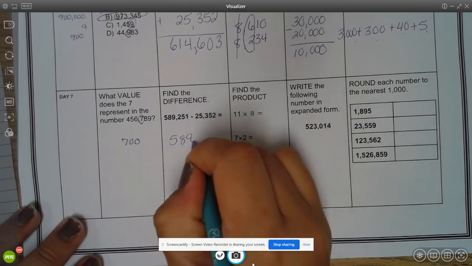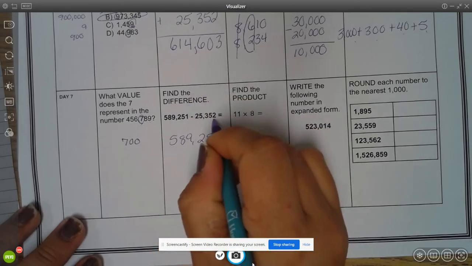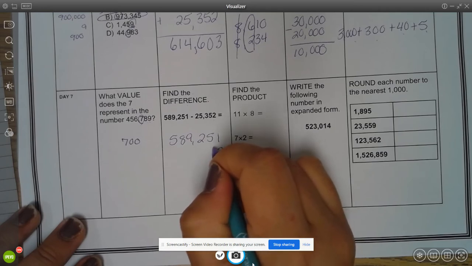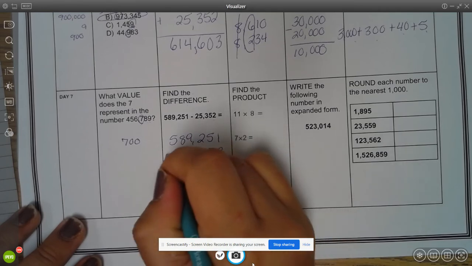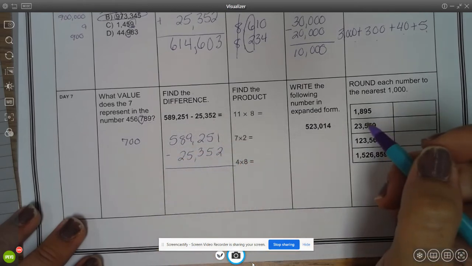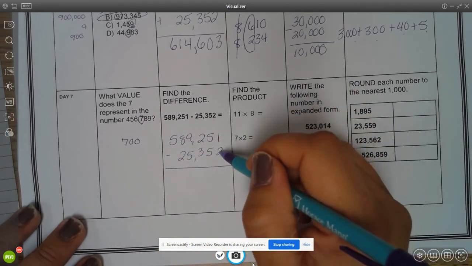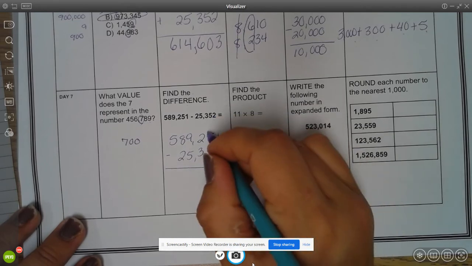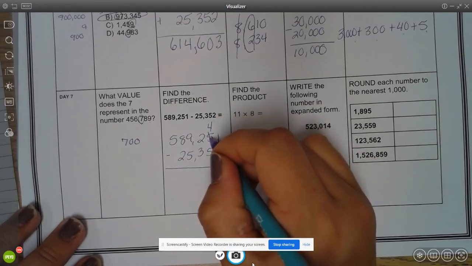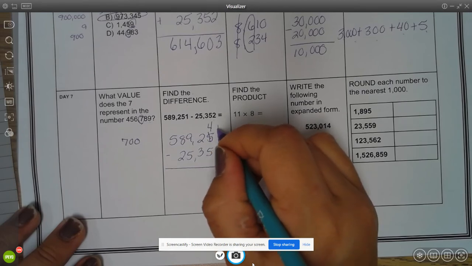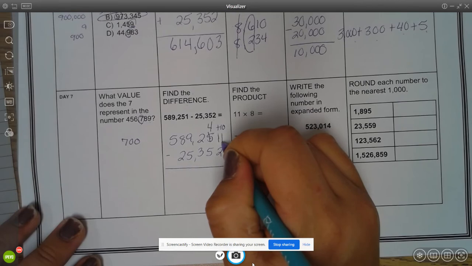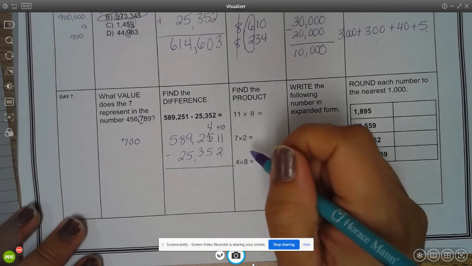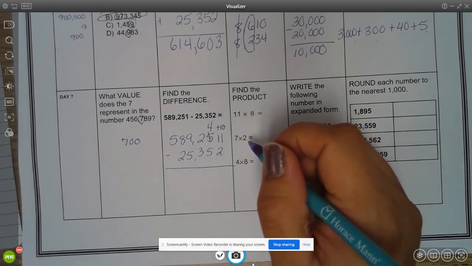Remember, we like to line up those place values before we add or subtract, so we're going to make sure all our ones, tens, hundreds, thousands, 10,000s are together before we subtract. We're going to say 1 minus 2, which is not possible, so we're going to borrow from the next place value, make this a 4, and add the 10 we just borrowed from the tens place to our place value here. 10 plus 1 makes 11 minus 2. So 11 minus 2 is 9.